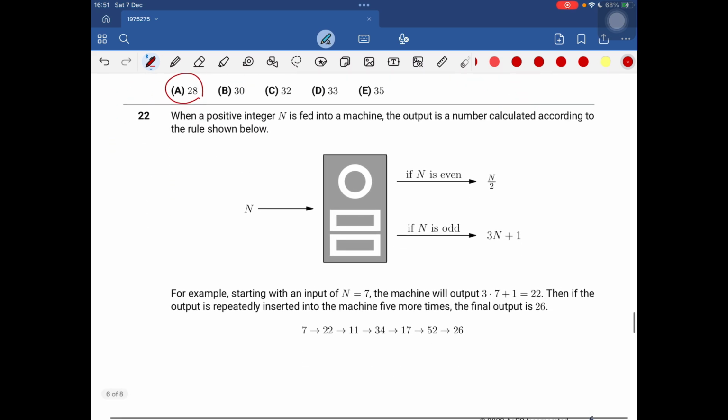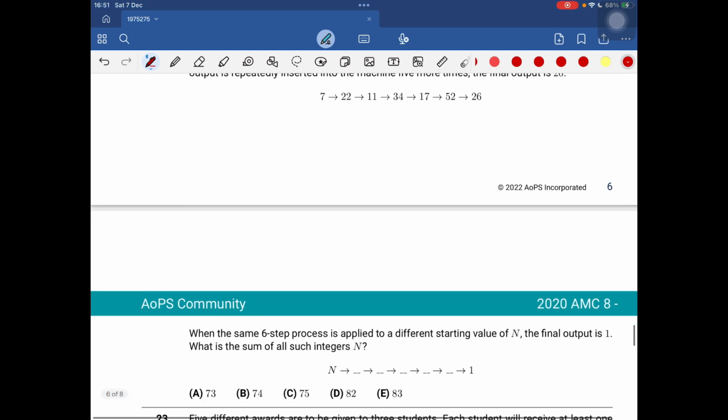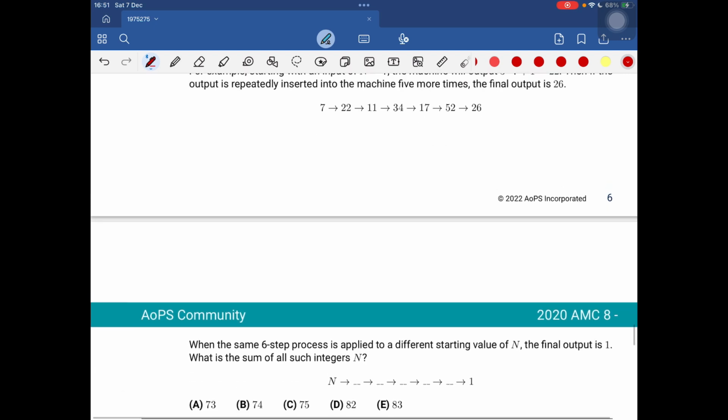Number 22. Positive integer n fed into machine. Output is number calculated according to rule. So n is even, then half. Out times 3 plus 1. Okay. So like this. 5 more times. So when the same 6-step process applied to different starting value of n, final output is 1. What is the sum of all such integers n?